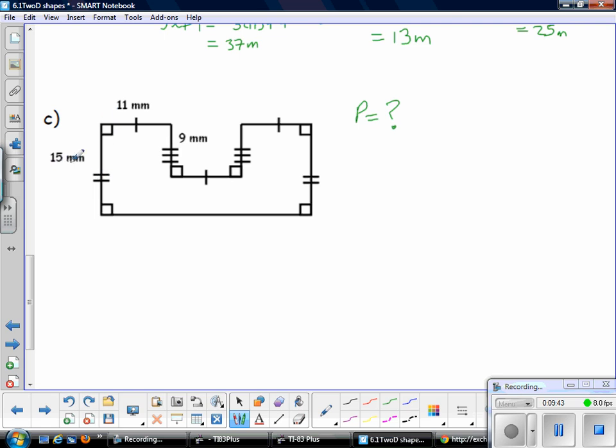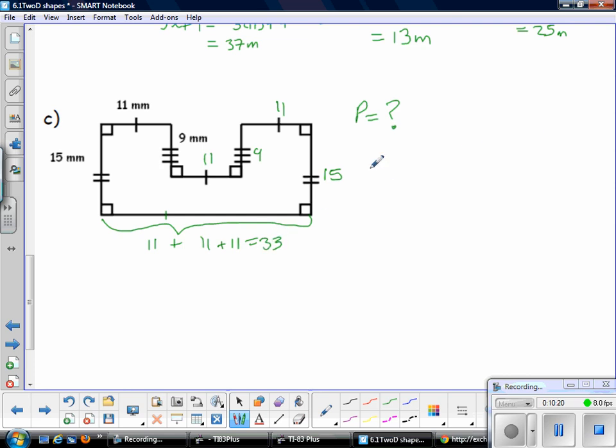Okay, 2 ticks stands for 15. Anywhere there's 2 ticks. Okay, there it is there. 3 ticks equal 9. There's 9. 1 tick equals 11. There's 11. There's 11. And my problem is I don't know what this equals. Okay, so from here to here is 11. From here to here is 11. And from here to here is 11. So actually that bottom equals 33.